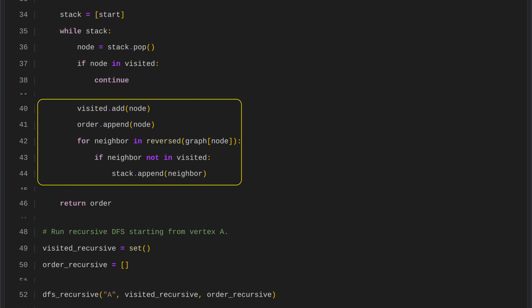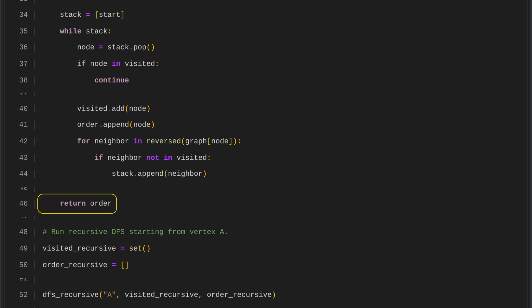In this depth-first search process, each node is first marked as visited and then added to a list that records the order in which nodes are explored. The algorithm then looks at the node's neighbors in reverse order so that, when they are pushed onto the stack, they will later be processed in the original order. For every neighbor that has not yet been visited, the algorithm adds it to the stack, allowing the search to continue moving deeper through the graph.